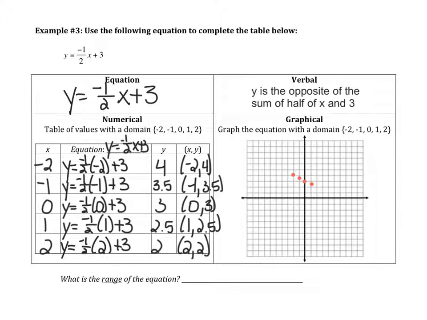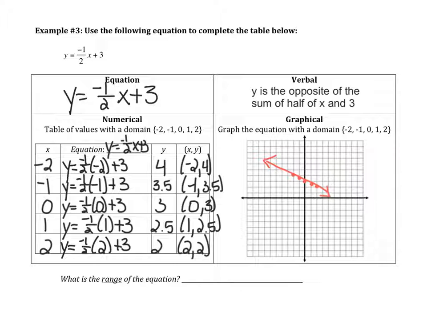And the last one, 2, comma, 2. So I'm going to go to the right 2 and up 2. And there we have all 5 points. I can connect all 5 of these points with a straight line, since I know this is a linear equation, since x is in the first power and it's not in the denominator and it's not under a square root or have anything weird going on with the x value. So again, this is a linear equation, so I'm going to connect the points.